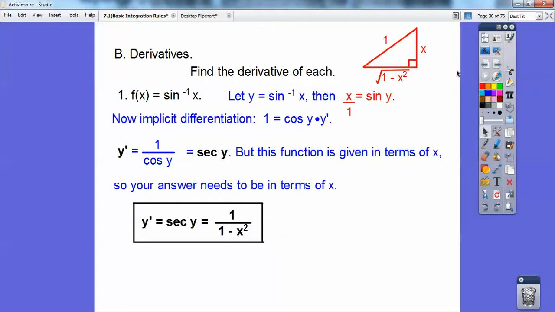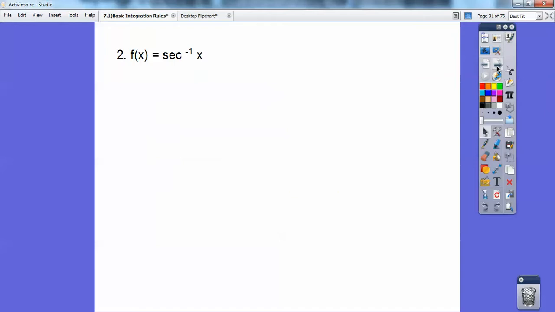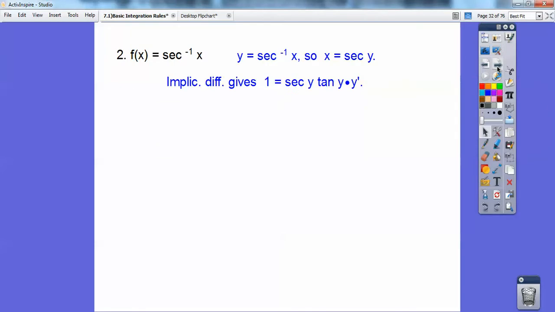All right, same with this one right here. We're going to implicit differentiate, and when I implicit differentiate, remember the derivative of secant is secant tangent. So there that is right there.